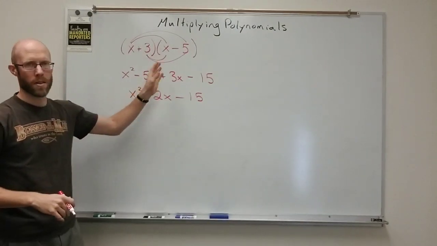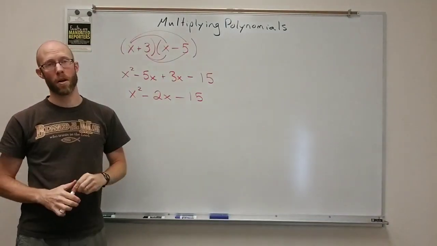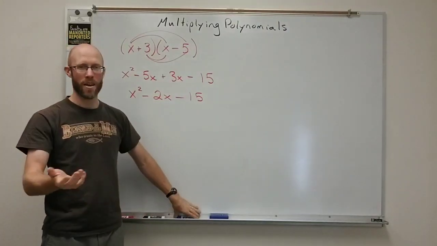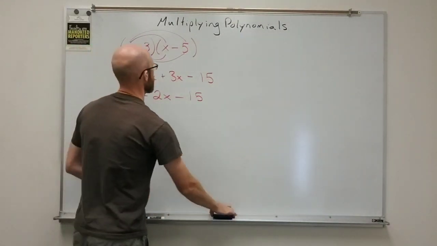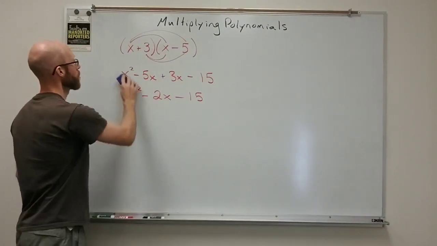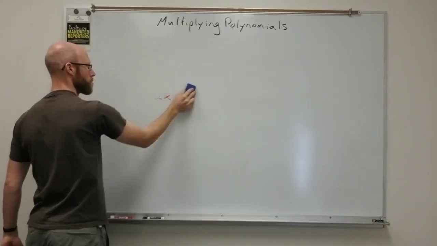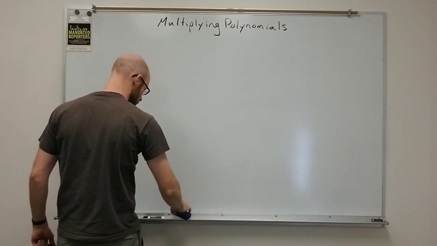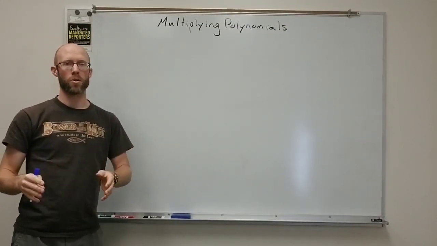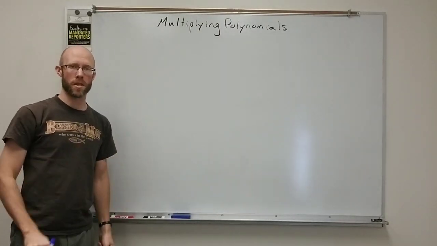Now that FOIL method is nice, but again, make sure every term on the left multiplies every term on the right. You're probably going to get sick of me saying that, but that's going to be a repeated pattern as we move forward. If I were to expand this and give you some examples with larger polynomials, some trinomials, mixing binomials, we could even get 4 or 5 terms in here if we wanted to. That pattern will hold where you multiply every term on the left by every term on the right and then combine like terms at the end.